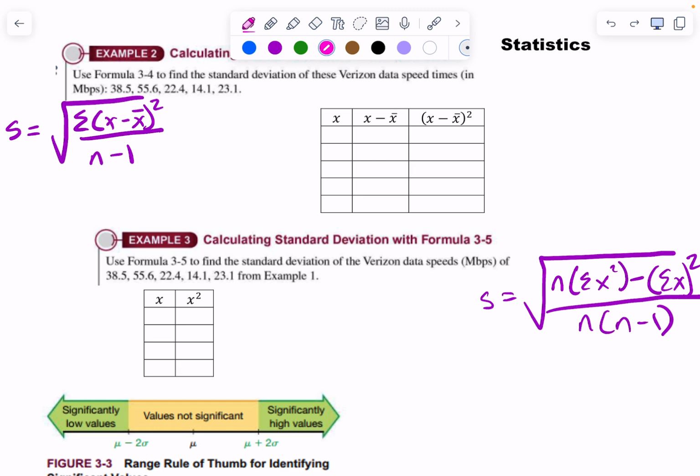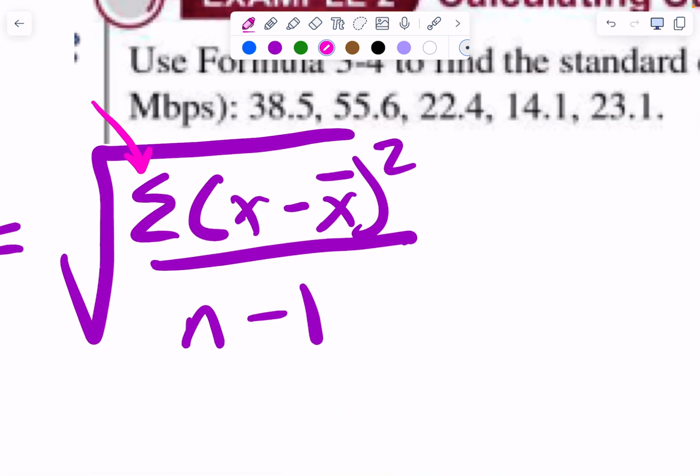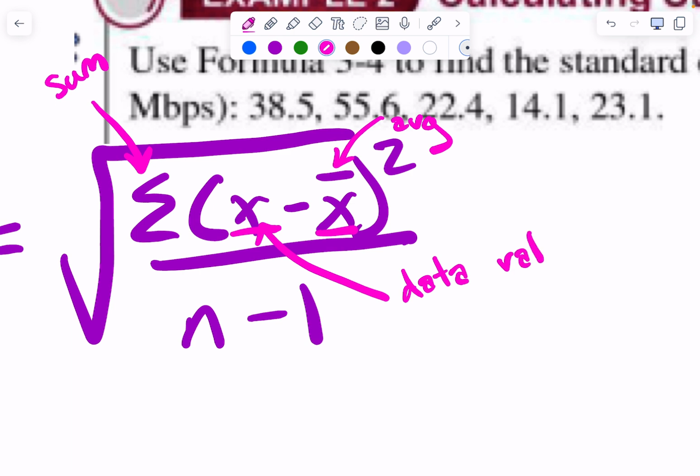All right, let's deal with just the first formula first. The first formula looks easier than the second formula. It's not. Okay? Let me show you how this works. This means the sum of all of your x's minus your x bar. What does x bar mean? The average. What are x's? These are my data values. And what is n? The number of numbers that I have.